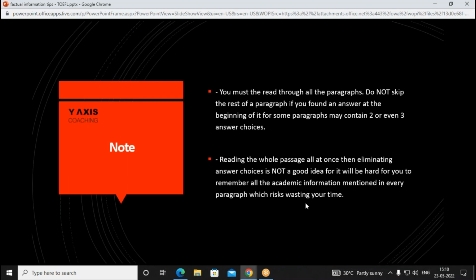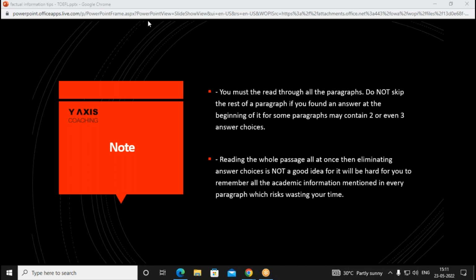A point to be noted here, we must read through all the paragraphs and we cannot skip reading any of the information in the paragraphs till we find answers to eliminate the 2 or 3 option choices. And it is not suggested to read the whole passage at once and check the answers to eliminate them later, as we cannot remember the academic information presented in the complete passage or the 2 or 3 paragraphs that we have read in finding the answer.